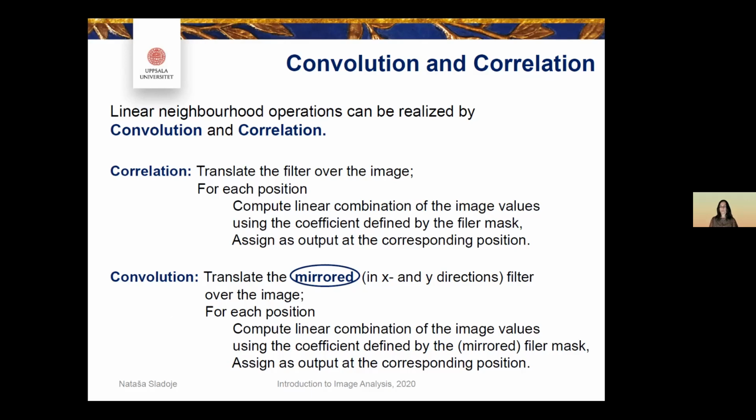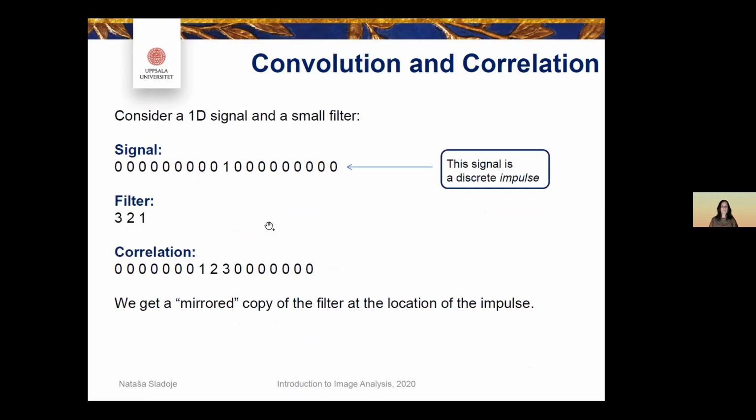So why do we need both? Or why do we talk about both? Let's say what actually happens if the filter is not symmetric, so if there is really a different filter once we mirror it. Let's look at a 1D signal for simplicity. This is a discrete signal which has only one non-zero value, value 1 at one position. So this is a discrete impulse.